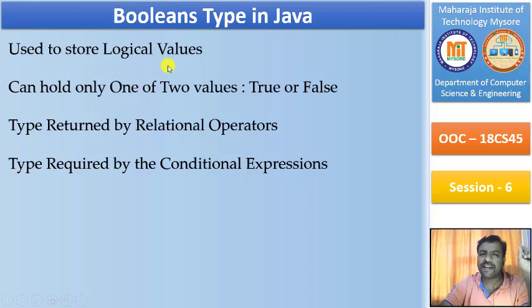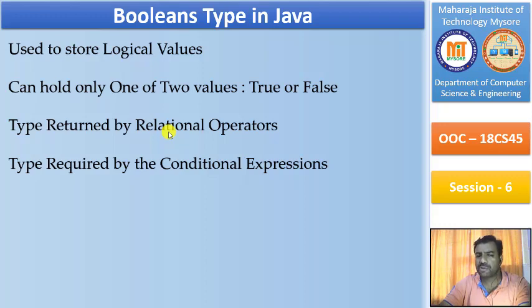Hence, we say the Boolean is going to hold only two values, either true or false. And this type is used whenever a relational operator is used, that is, whenever you use a relational operator like greater than, lesser than, and so on. All those operators always return a Boolean type of value. So now I need a variable which can hold the Boolean type.